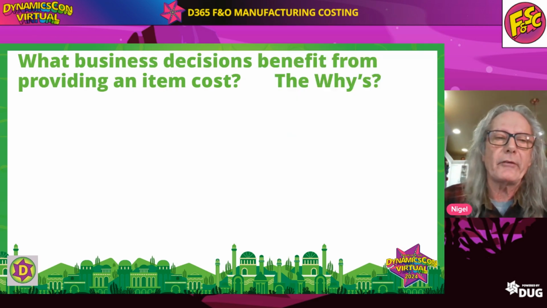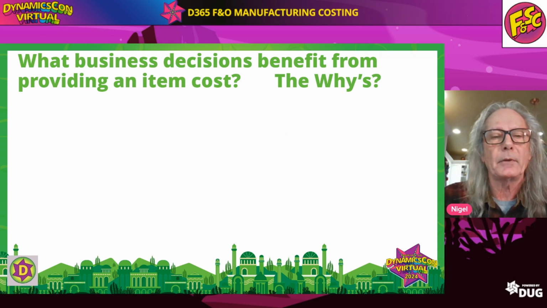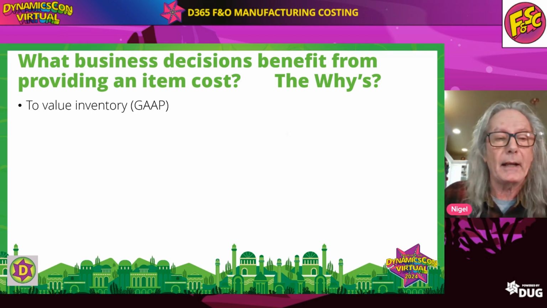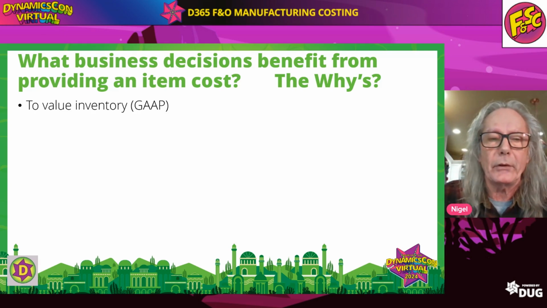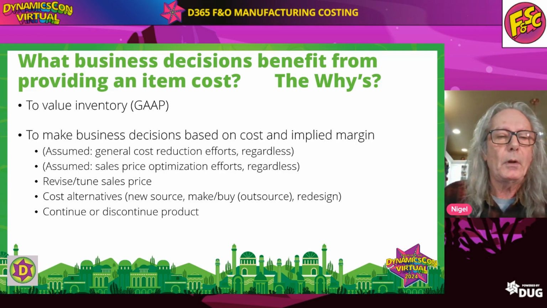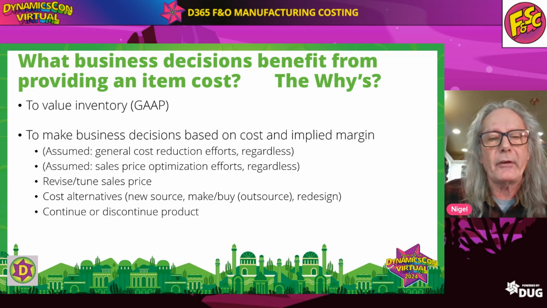So what kind of business decisions, why are we doing it, right? Why do we need an item cost? Well, the first answer to that is to meet GAAP, right? We have to be able to value inventory, which means we've got to have a cost on record for every item in our inventory. So that's number one. But number two, to help us make business decisions based on cost and implied margin.